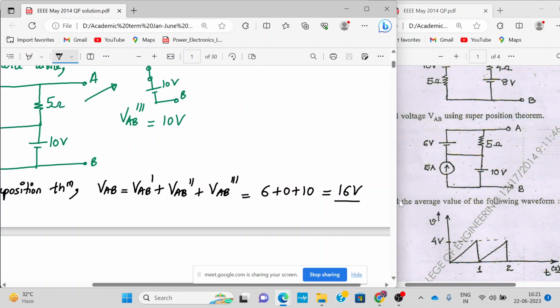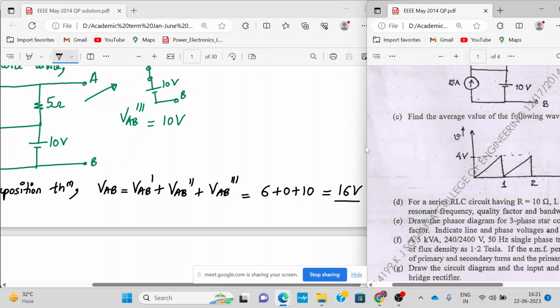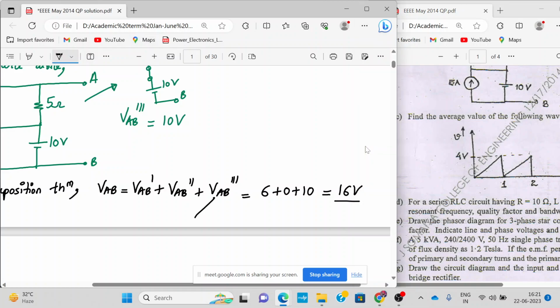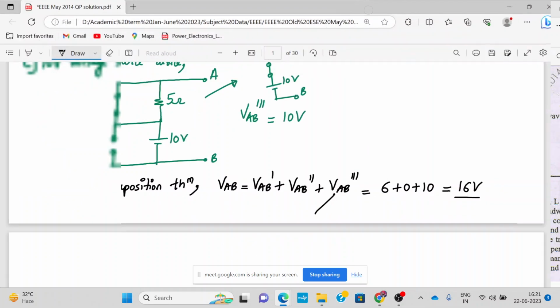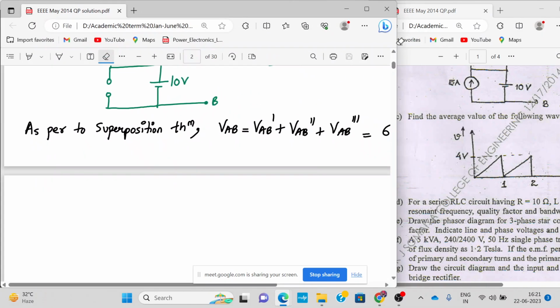Okay. Now let's move on to the next numerical. So the next numerical is from AC circuits. Let me save it. Let's move on now.